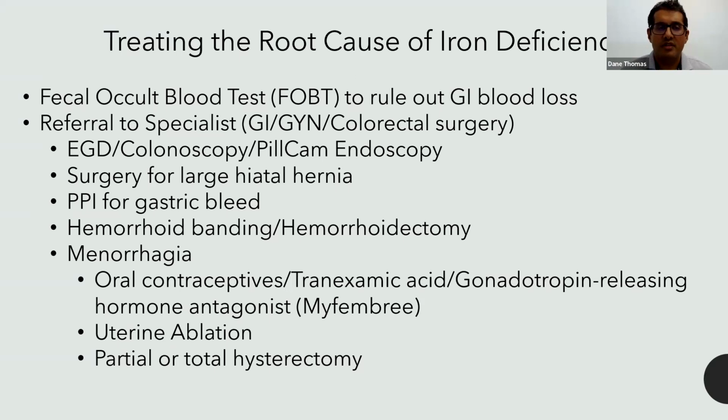Now, with iron deficiency, I'm passionate about treating the iron deficiency, but just as important is treating the root cause of iron deficiency, because these patients are going to continue to have iron deficiency unless their root cause is treated, if it's treatable. One of the things that I recommend for providers to do as a routine, if they find iron deficiency in their patients, is to order a fecal occult blood test, which is an easy test to rule out GI blood loss. And if it's positive, refer to GI.